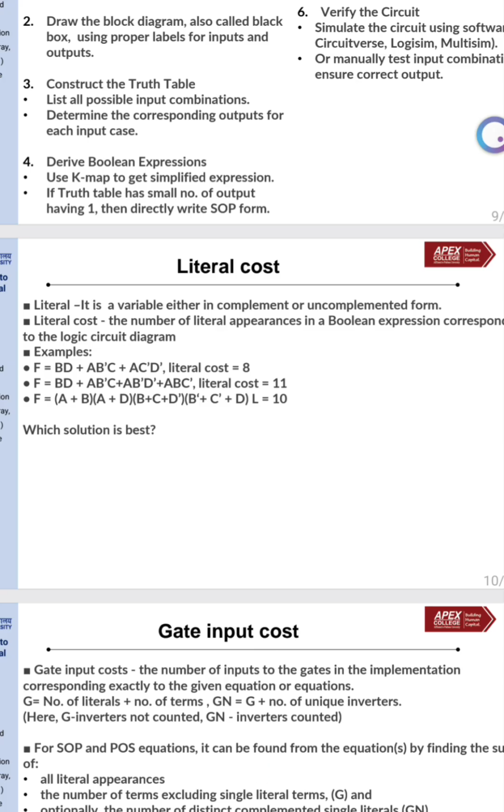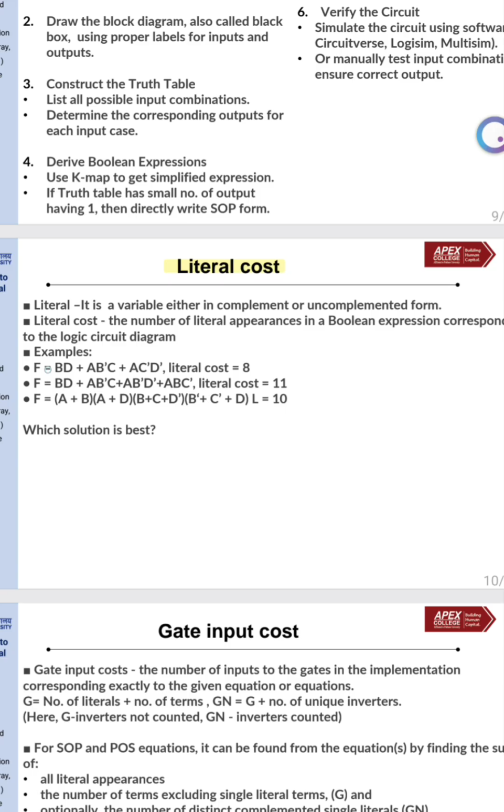Hello everyone, today we will be continuing combinational logic circuits, and first of all we need to learn some specific terms related to the minimization of Boolean expressions. First term is literal cost. Literal cost literally means the number of variables you can see in an expression. For example, in this expression there are a total of 8 literals.